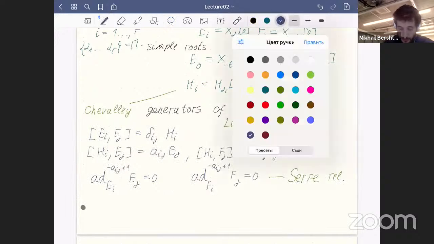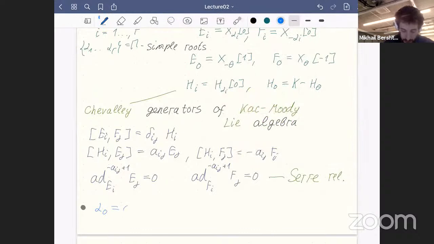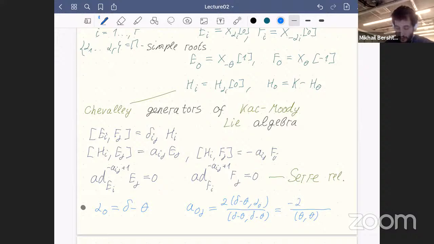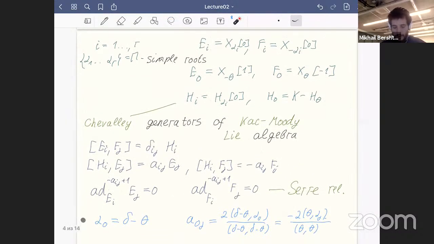I denote the simple root alpha 0 as delta minus theta. And a_0j is the scalar product of delta minus theta with alpha j, over the scalar product of delta minus theta with itself. Delta is orthogonal to all roots of the original algebra, so delta disappears here and we have minus 2 times the scalar product of theta and alpha j. Similarly for a_j0, which differs just by the denominator, which will be the scalar product of alpha j with itself.